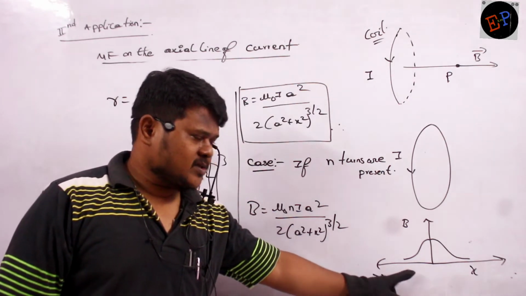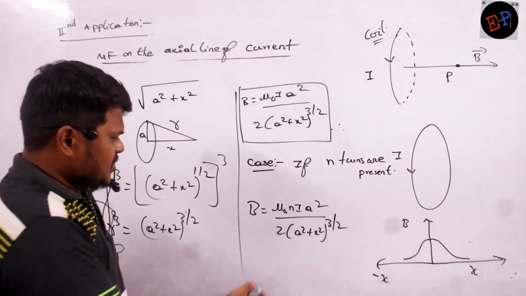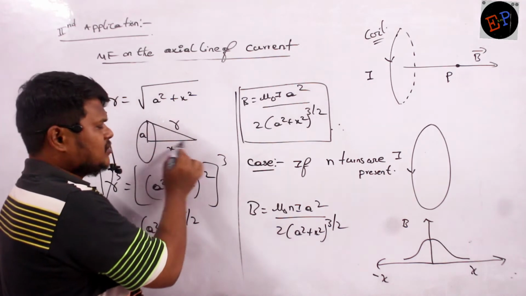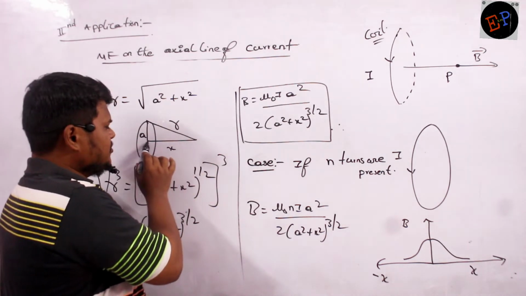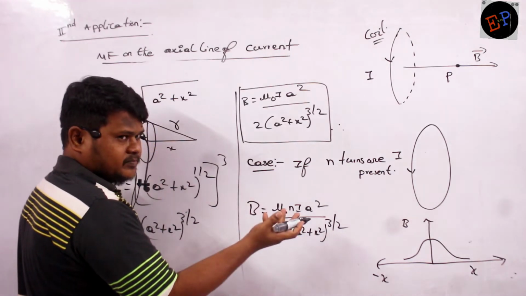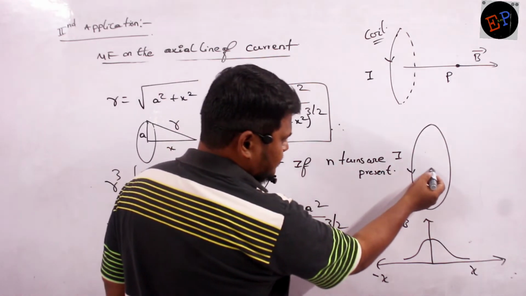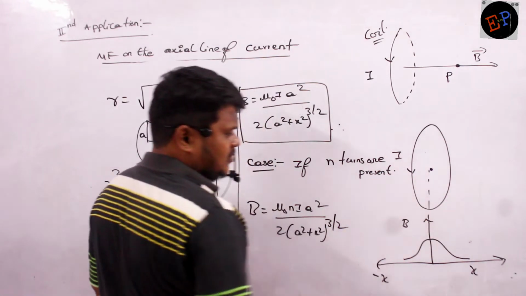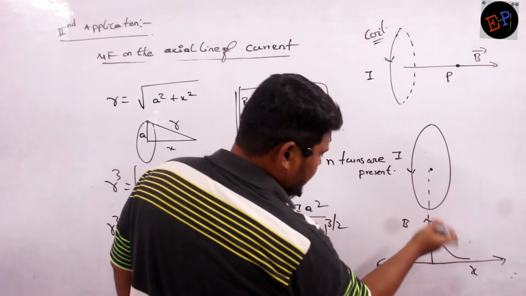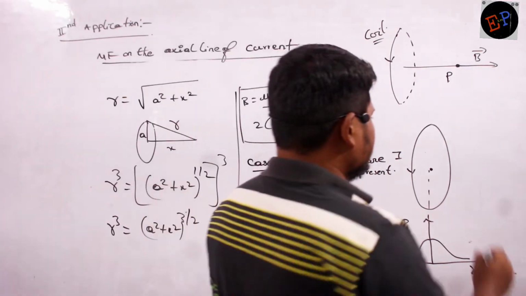Direct question can be asked on this graph. Have you understood how we have drawn? So x is present in the denominator, no? And what is meant by x? Distance on the axial line. So if x becomes 0, then B value will become maximum. X becomes 0 means what? That is the center of the coil here. So at the center, field will be maximum, and as you move away from the coil on both sides, field reduces.